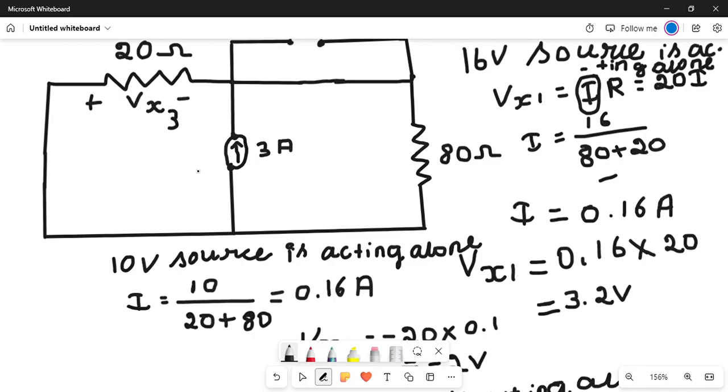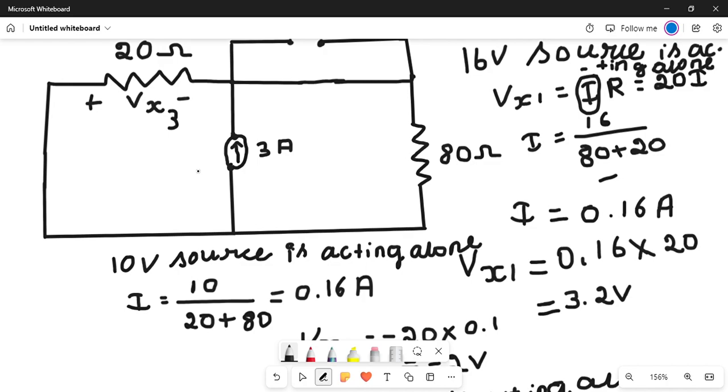Right? When you have any one independent source acting alone, then your voltages will be Vx1, Vx2 and Vx3 respectively. It's a division of voltages, right? Yeah. So if you want the resistance, the total resistance is equal to the sum of all the resistances.